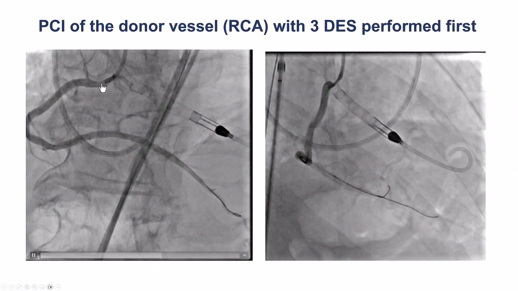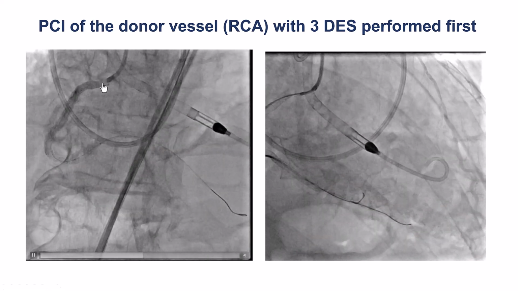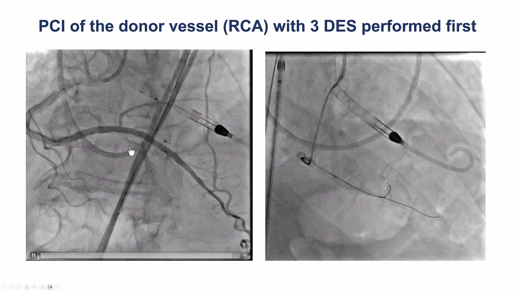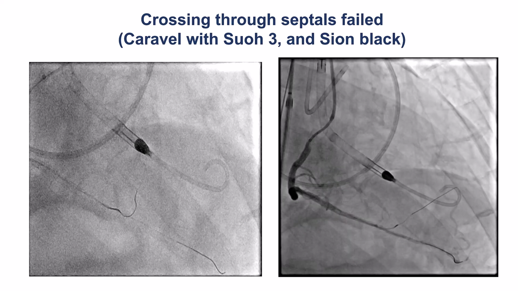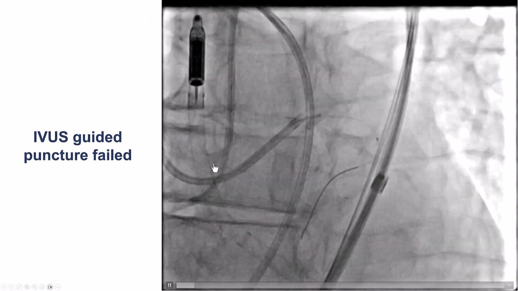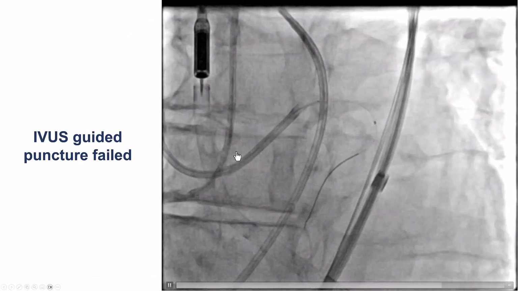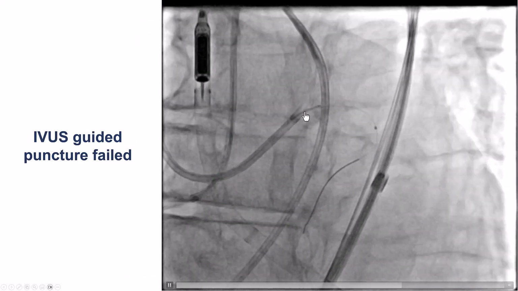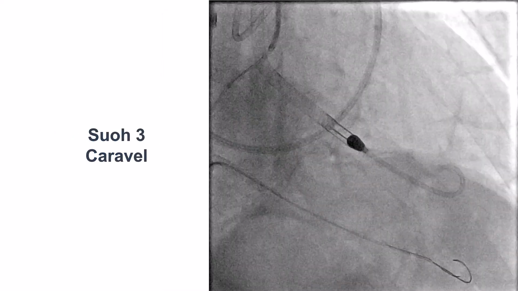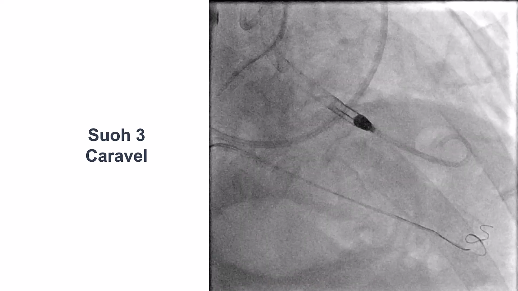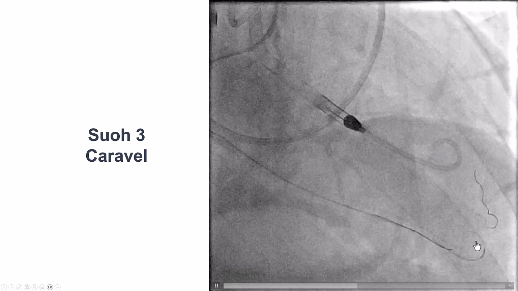Before doing anything on the left, we decided to treat the right coronary artery, so we placed 3 drug-eluting stents and got a nice result in the right coronary artery. And then we tried to go retrograde. We tried several septals, but we were unable to cross them despite using the Suoh 3 and the Suoh Black. We tried to use IVUS into the side branch, but had difficulty finding the proximal cap because of severe calcification. And eventually, we decided to go retrograde through the epicardial.